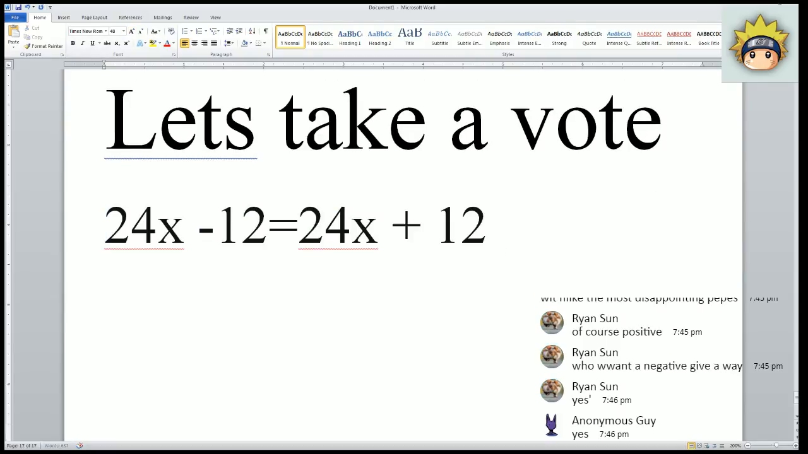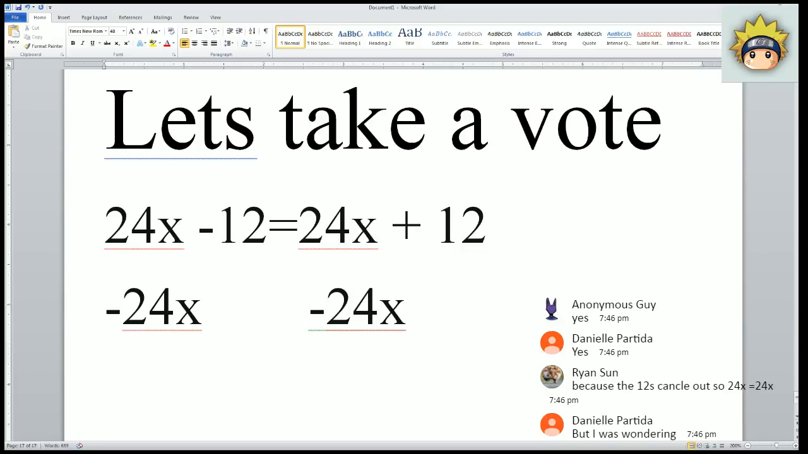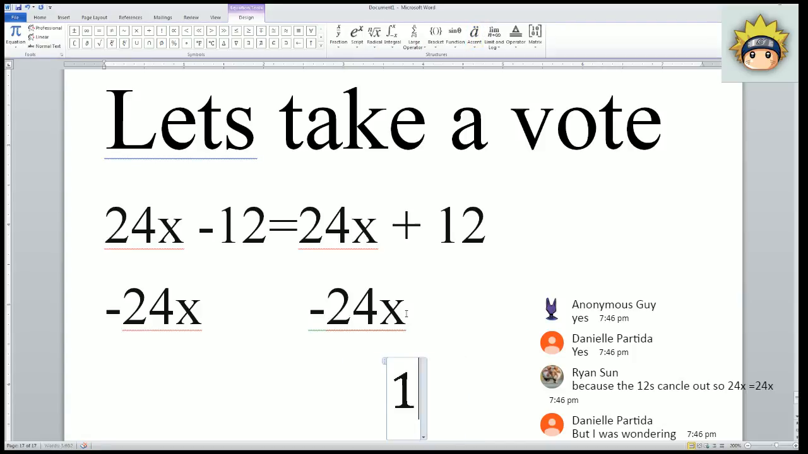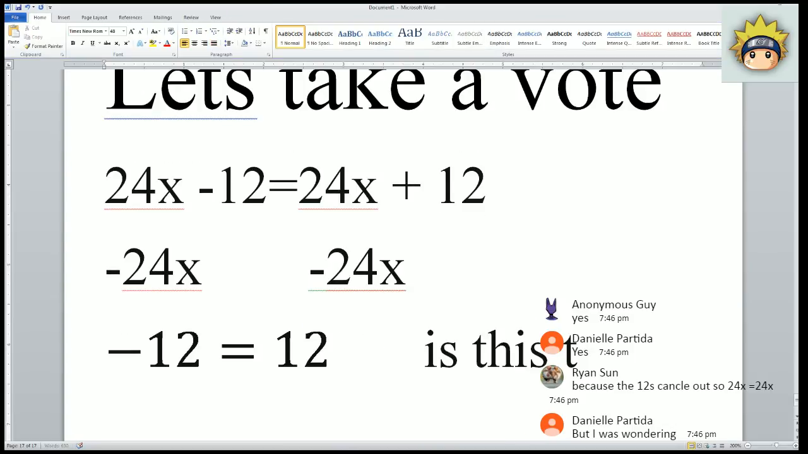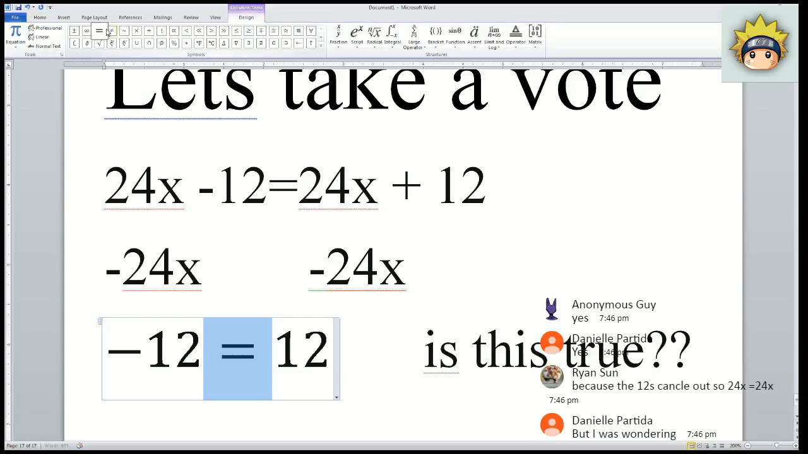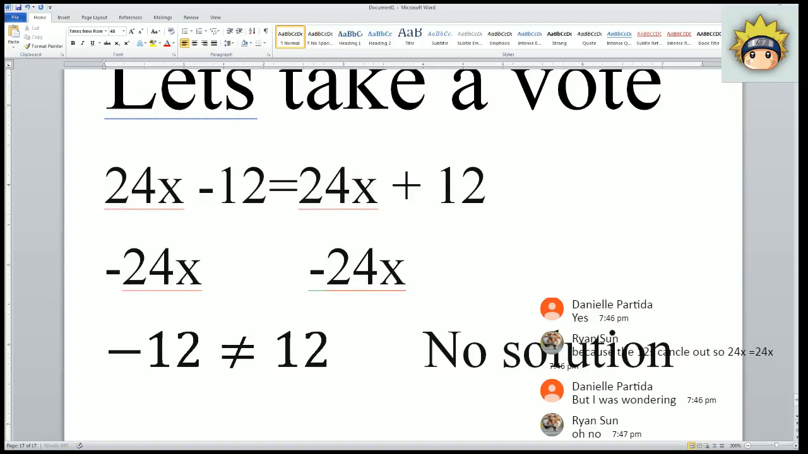Ready? I'm gonna make your life easy. After this, let's subtract 24x from both sides. Right? Good? Thus, is negative 12 equal to 12? Is this ever true? No, right? It is not equal, so this becomes no solutions.